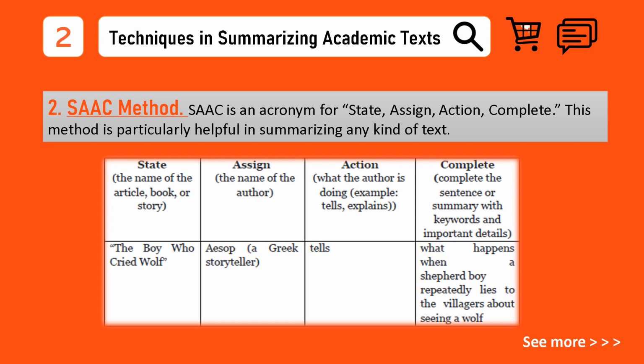Lastly, C for complete. Complete the sentence or summary with keywords and important details. In the example texts, it tells us what happens in The Shepherd Boy Repeatedly Lies to the Villagers About Seeing a Wolf. Now, the next step is to use the SAAC cues to write out a summary of The Boy Who Cried Wolf in a complete sentence.